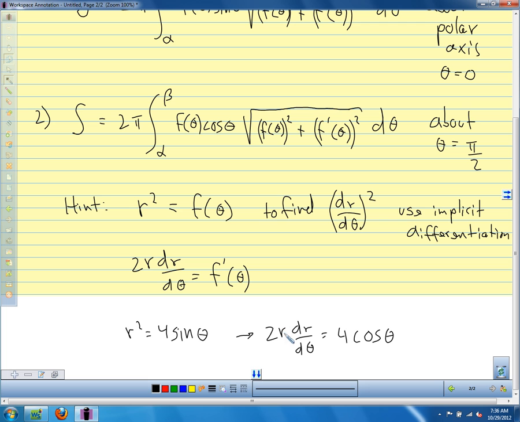And when we actually do this process, remember that when we divide by r, r is the square root of 4 sine θ, but we're also finding dr/dθ squared. So this is much easier than taking the derivative with the radical involved. So that's your hint for finding dr/dθ squared when you have something like this.